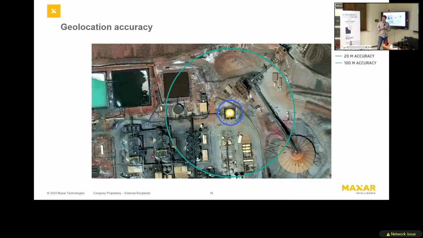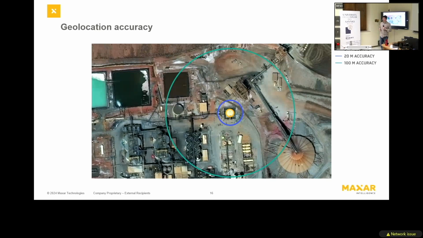Geolocation accuracy, what does it mean? Anyone? Okay. She's basically saying it's where you put the X and Y pixel on the grid. Yes, that's correct. I'll give you another example.